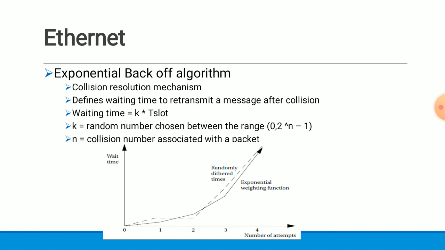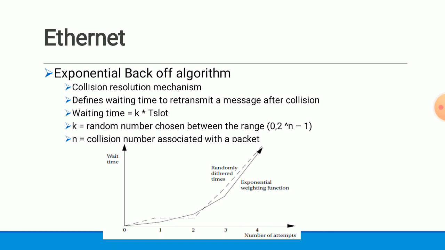So when the first collision occurs, the range is 0 to 1. That means the node has to choose 0 or 1 randomly and wait 0 or 1 T slot to retransmit the message. 0 times T slot means it immediately retransmits the message without any delay, and 1 times T slot means it waits for 1 time slot to retransmit the message.